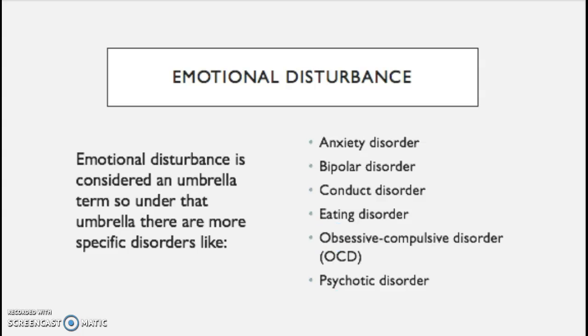The first thing that I wanted to make you realize is that emotional disturbance is considered an umbrella term. Under that umbrella, there are more specific disorders, things like anxiety disorder, bipolar disorder, conduct disorder, eating disorder, obsessive compulsive disorder, and psychotic disorder. Those are a few of the things that you may be dealing with. There are others as well.